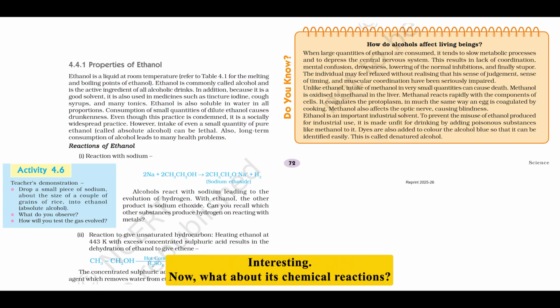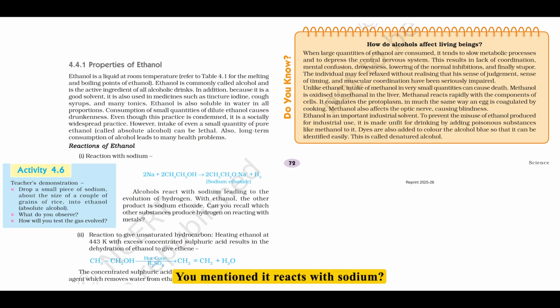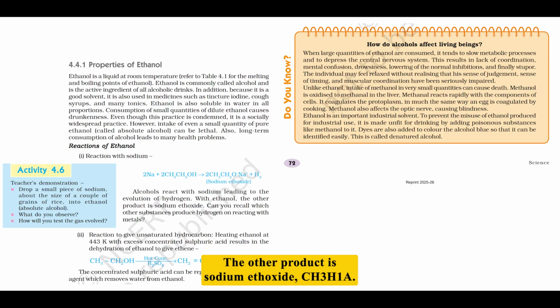Interesting. Now, what about its chemical reactions? You mentioned it reacts with sodium? Yes, reaction 1. Reaction with sodium. Alcohols react with active metals like sodium. What gas is produced? Hydrogen gas. Like acids with metals. Exactly. Hydrogen gas, H2, bubbles off. This is a characteristic test for alcohols. The other product is sodium ethoxide, CH3CH2ONa. So 2Na plus 2CH3CH2OH gives 2CH3CH2ONa plus H2. Okay. Produces hydrogen with sodium.